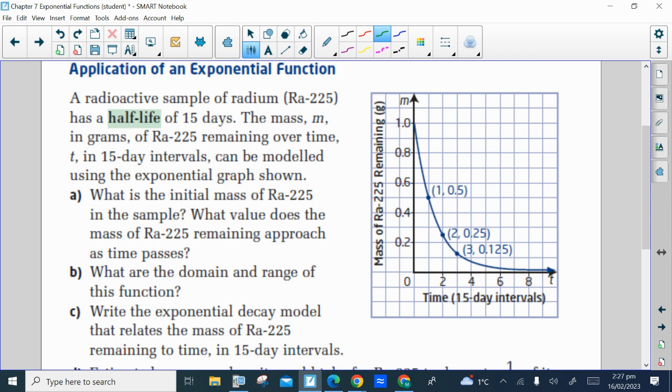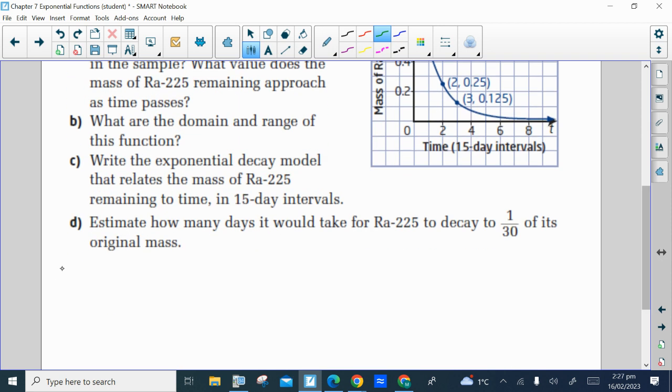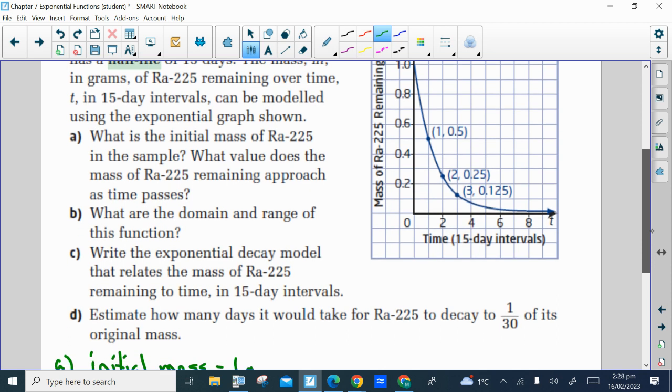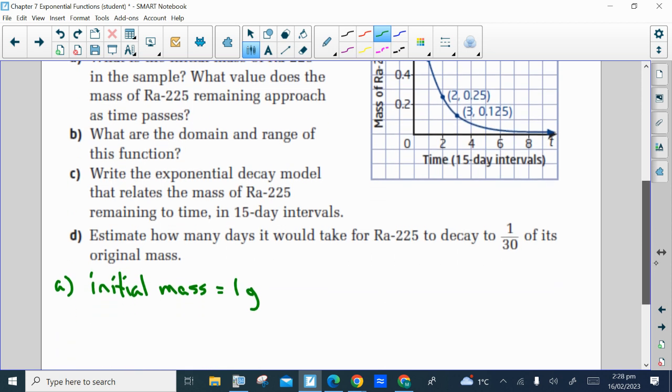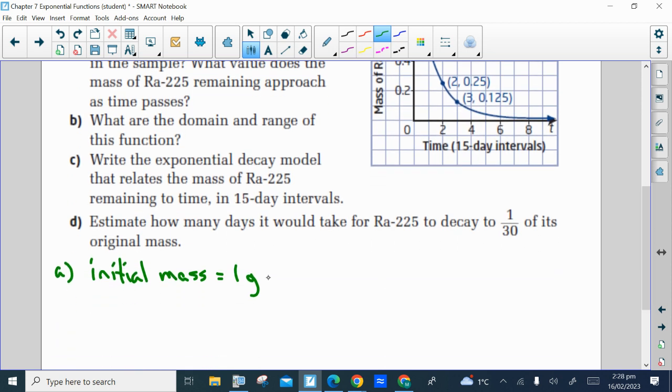So the question A says, what is the initial mass of this radium in the sample? And the initial mass is 1. The graph shows us that. So that's the answer for A. The initial mass equals 1 gram. Also, part A asks, what value does the mass remaining approach as time passes? We would say that the mass approaches 0 grams, but it'll never actually get there, because half of something is always something.